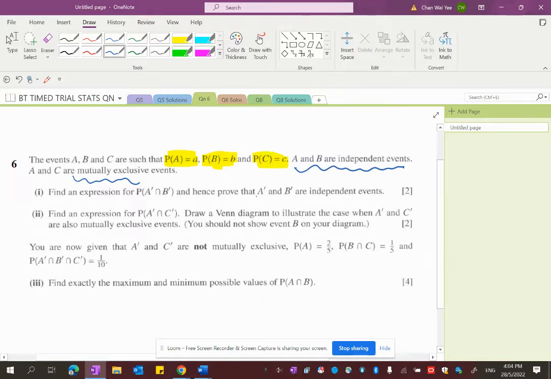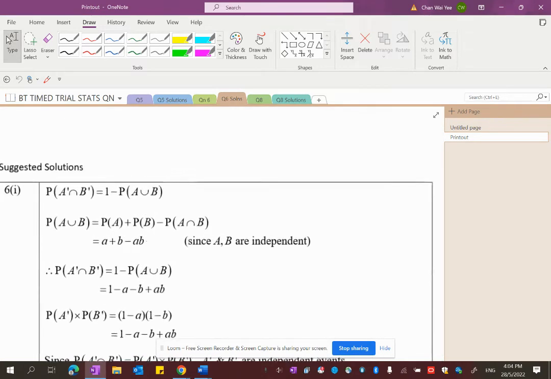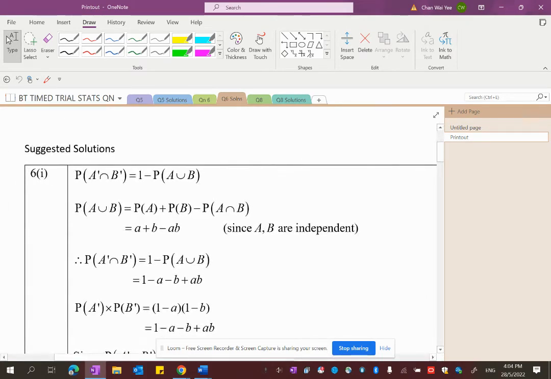Now you have to find an expression for P(A complement intersect B complement). And hence, that means using this result, you have to prove that A complement and B complement are independent events. Okay, so more or less you should know what to do. All right, so first of all, we have to understand that in order to find the probability of A complement intersect B complement, we have to make use of the complement, which is 1 minus P(A union B). Okay, so straight away you should write this down.